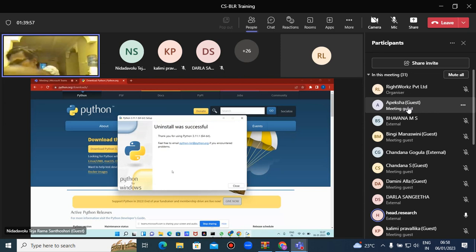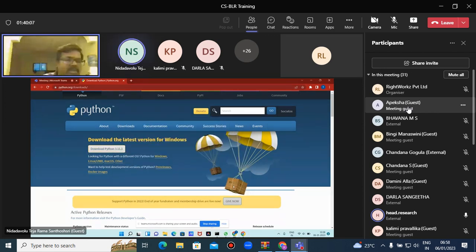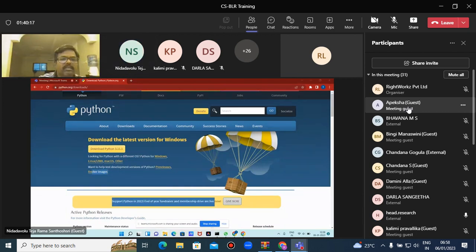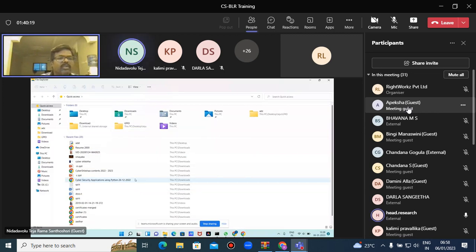Yes. Teja, please close now. Now double click. Close now. Yeah, please do it. Go to downloads. Where is the folder? Minimize. Yeah, go to downloads.